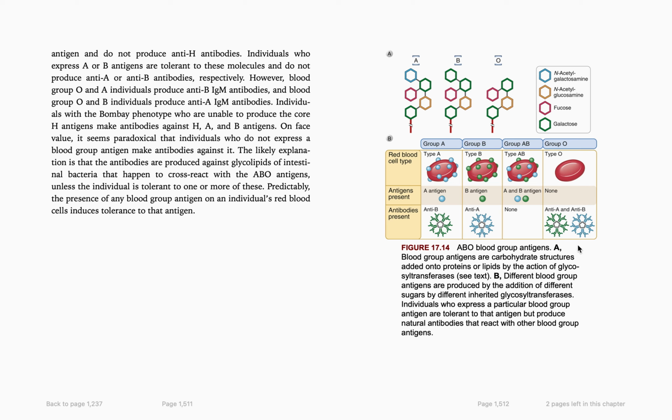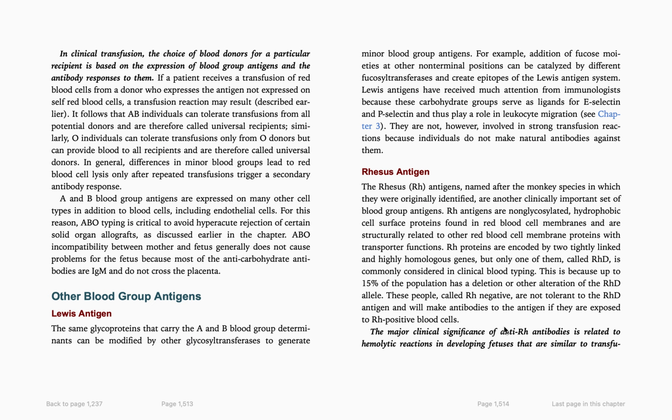So this is the diagram that you can see, and all the explanation has been said. In clinical transfusion, the choice of blood donor for particular recipients is based on the expression of blood group antigens and antibody response to them. If patients receive a transfusion of red blood cells from a donor who expresses an antigen not expressed on self red blood cells, a transfusion reaction may result, described earlier.